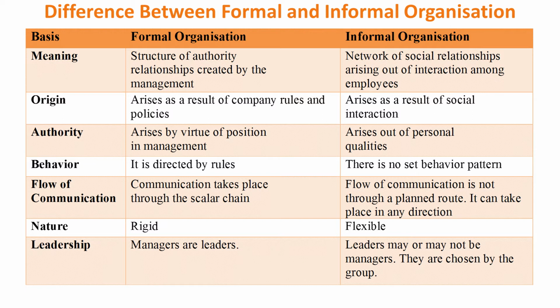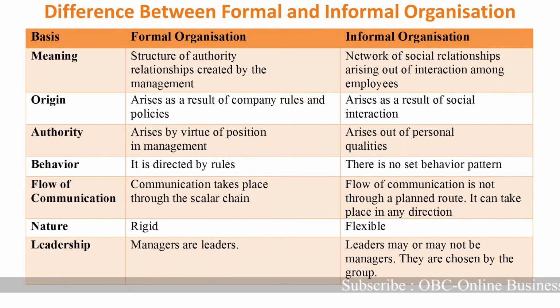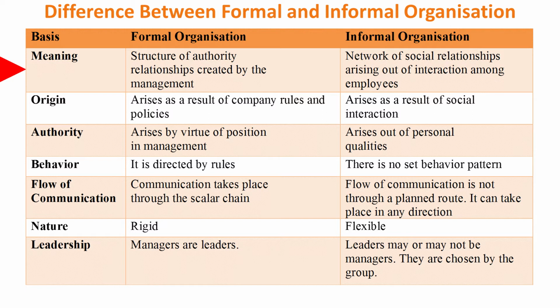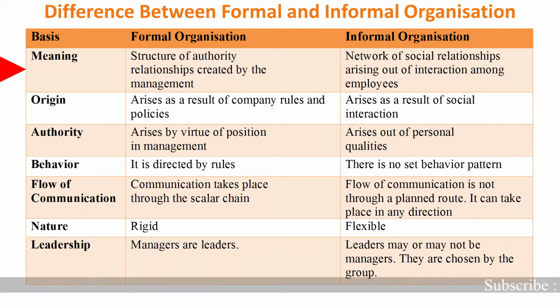As usual, the difference starts from the basis. We have two categories, that is formal organization and informal organization. Based on the meaning, formal organization is a structure of authority relationships created by the management. And in informal organization, a network of social relationships arises out of interaction among employees, which is not created by the management. Make note of that.